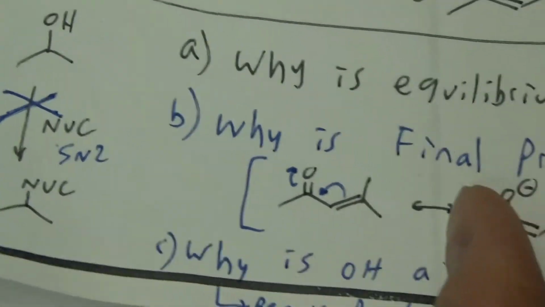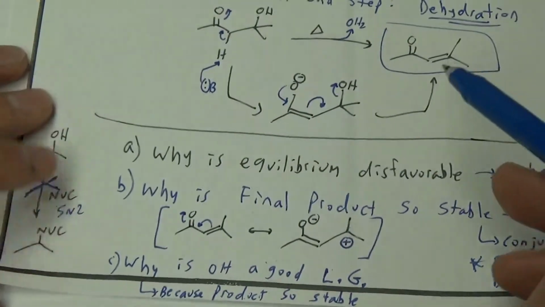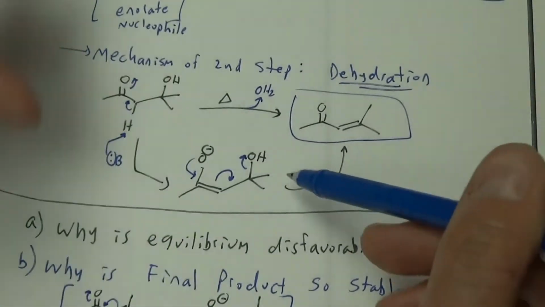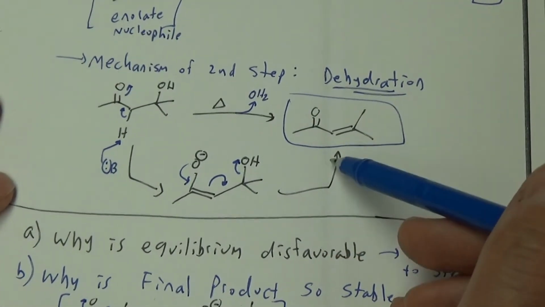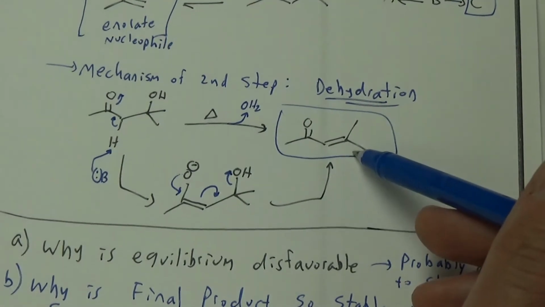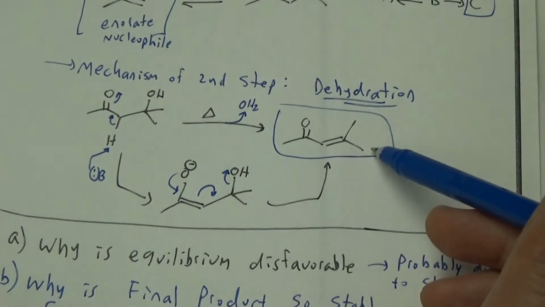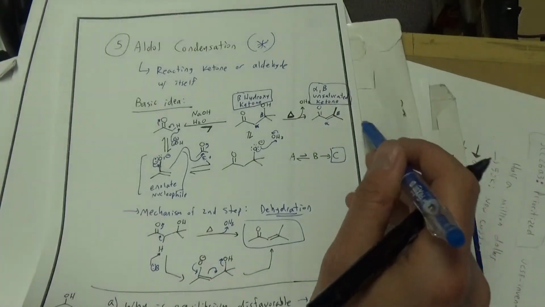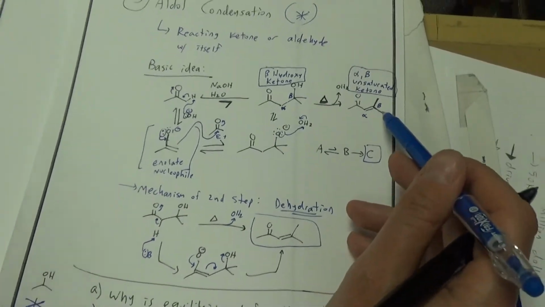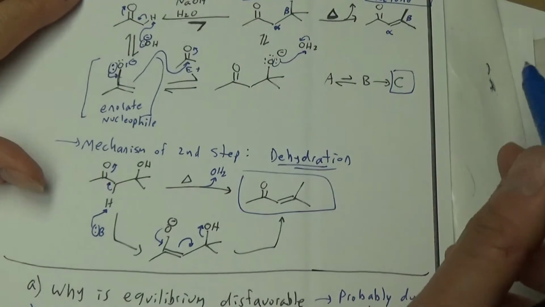But why does this work with OH being a leaving group? It's because of the incredible product stability of the alpha, beta unsaturated ketone. All right. Okay, so there we go. That's an introduction to the aldol. Now we have some little tidbits to talk about the aldol.